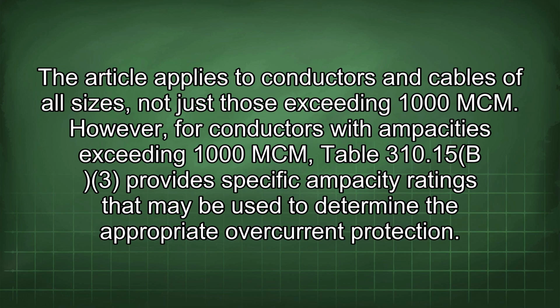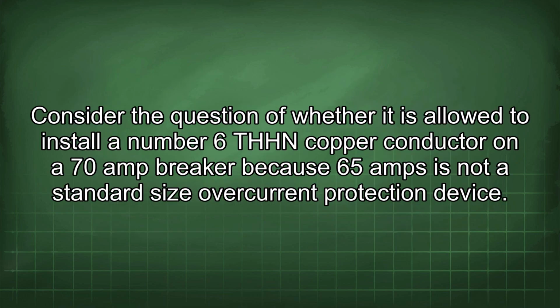The article applies to conductors and cables of all sizes, not just those exceeding 1000 MCM. However, for conductors with ampacities exceeding 1000 MCM, Table 310.15(b)(3) provides specific ampacity ratings that may be used to determine the appropriate overcurrent protection. Consider the question of whether it is allowed to install a number 6 THHN copper conductor on a 70 amp breaker because 65 amps is not a standard size overcurrent protection device.